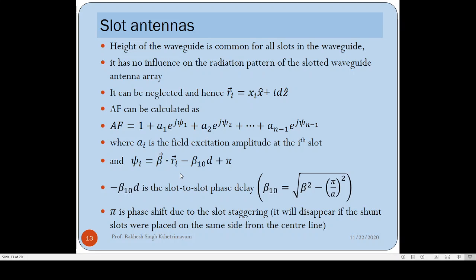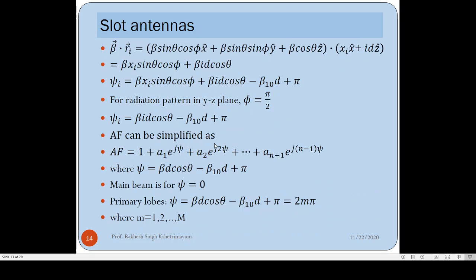What is beta dot Ri? That's what we want to find out. We already know what is Ri. What is beta? Beta will have x, y, z components. So x component of beta will be beta sin theta cos phi, y component will be beta sin theta sin phi, and z component will be beta cos theta. And Ri is having only x and z components, xi x hat plus id z hat. So when we do the dot product, we'll simply get beta xi sin theta cos phi plus beta id cos theta. So psi I will turn out to be beta xi sin theta cos phi plus beta id cos theta minus beta 10 d plus pi. So we have psi I now.